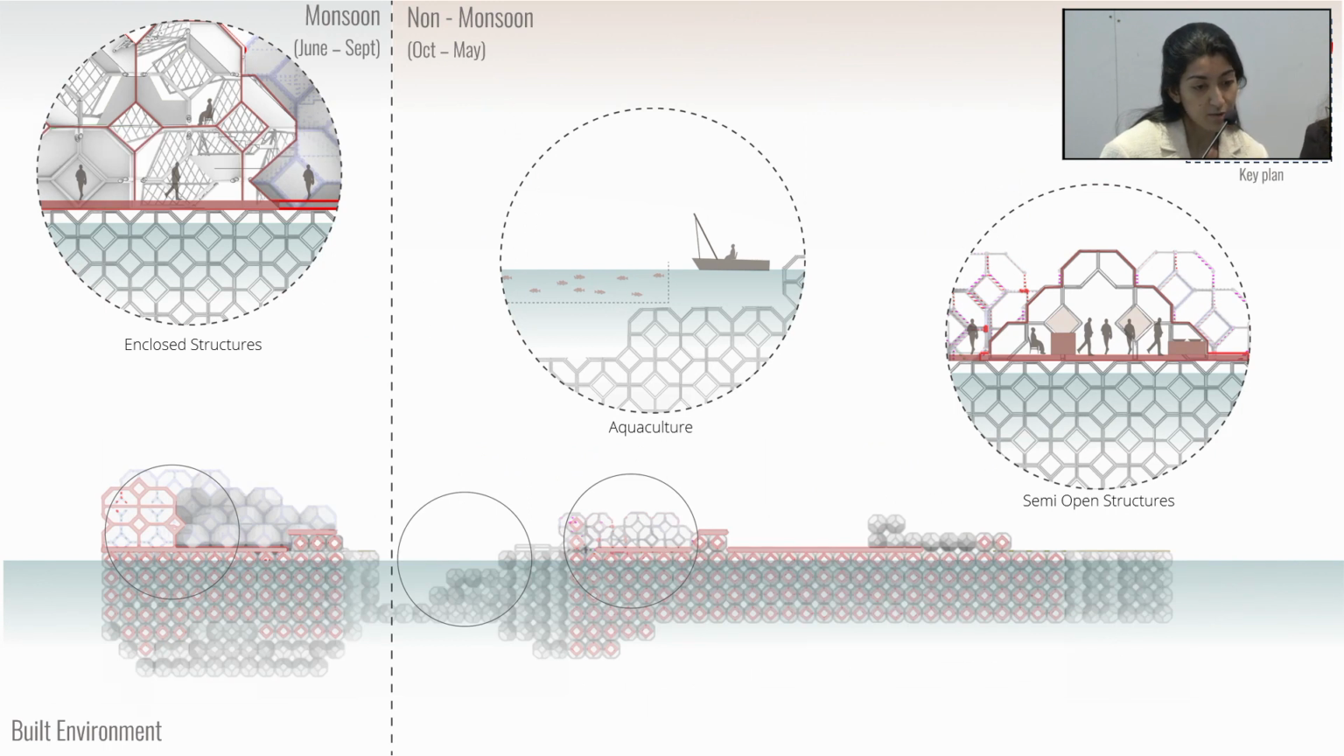During monsoon, primary economic activities would shift indoors, mostly to do with research and handicrafts, while during the non-monsoon season, fishing and aquaculture activities would support semi-open structures and the inflow of tourism who buy these products.